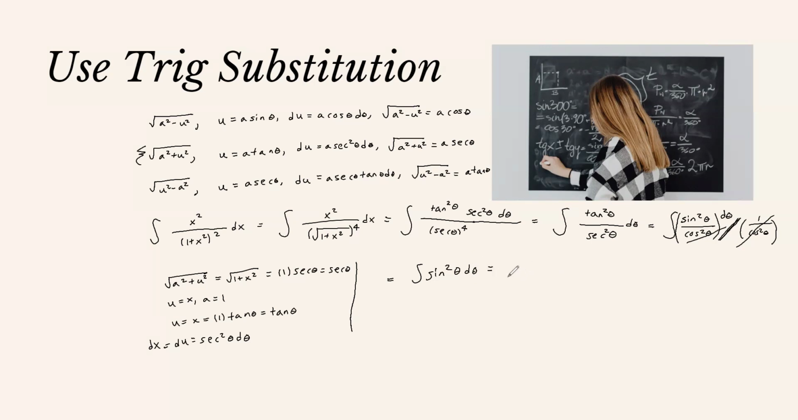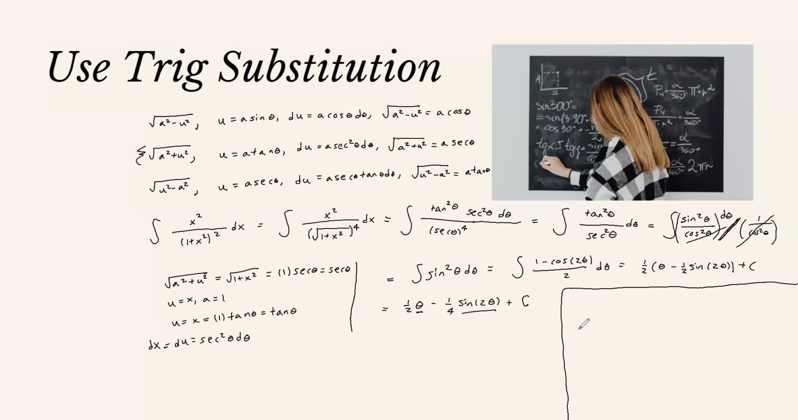Now we use a good old trig identity to rewrite this as 1 minus cosine of 2 theta divided by 2 d theta. And when we integrate this guy, we'll get 1/2 theta minus 1/2 sine of 2 theta, all plus c. You can multiply out the 1/2 to get 1/2 theta minus 1/4 sine of 2 theta. And of course, we can't forget the little plus c.